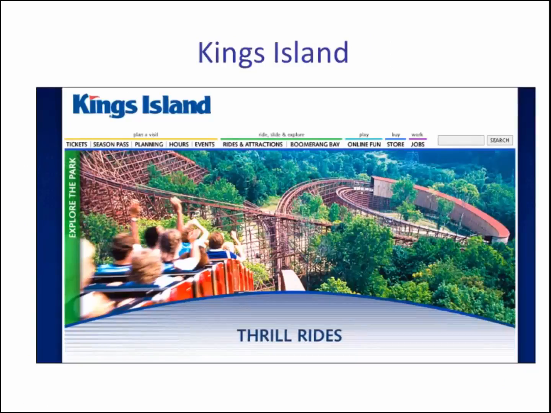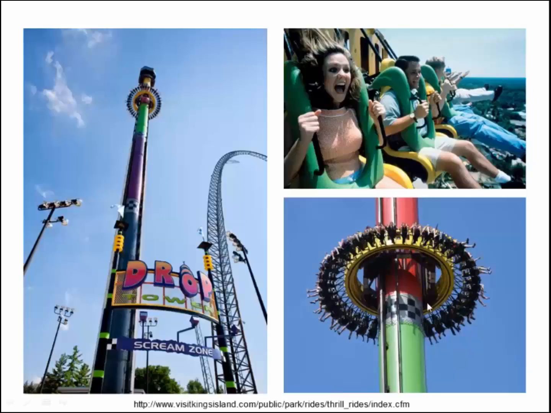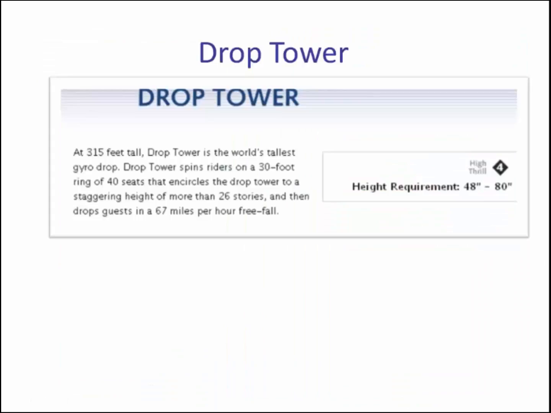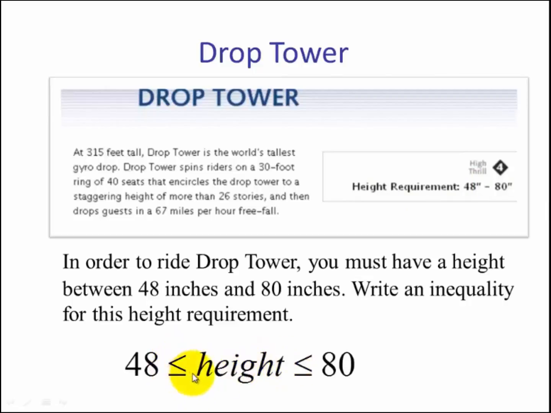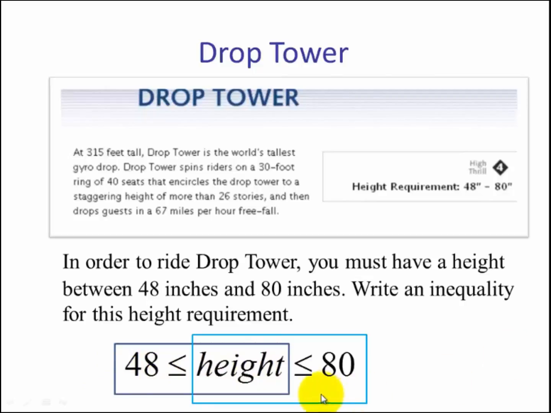Let's look at a real-life example of a double inequality. So this is what the drop tower looks like. And from the Kings Island website, we see that the height requirements are between 48 inches and 80 inches. Write an inequality for this height requirement. The height must be greater than or equal to 48 inches, but at the same time, the height has to be less than or equal to 80 inches.